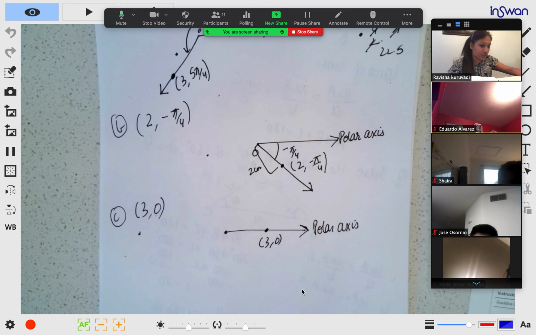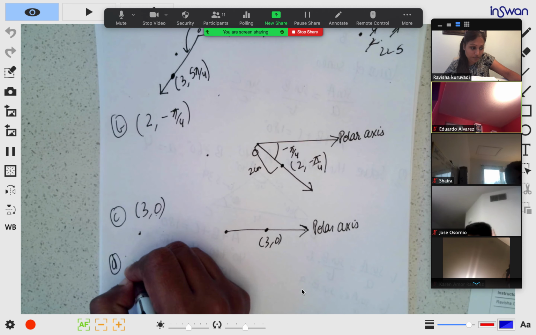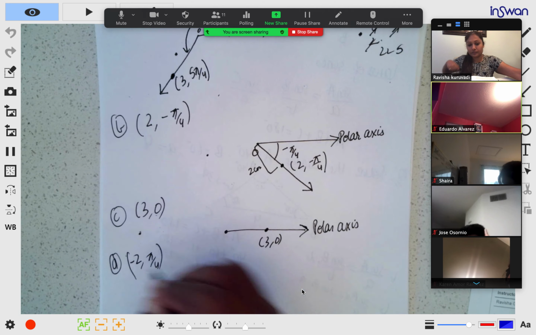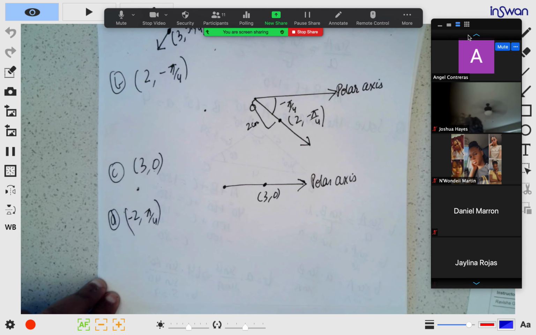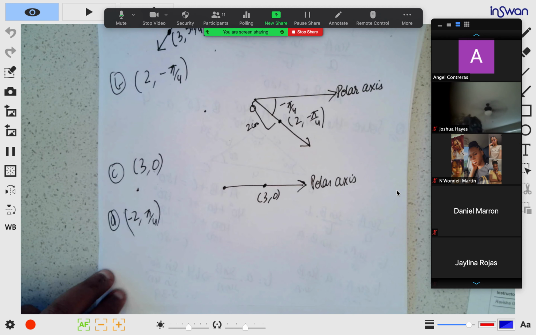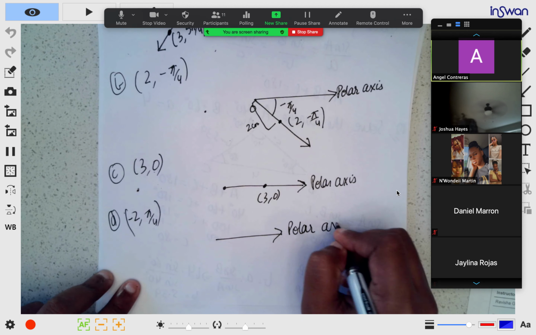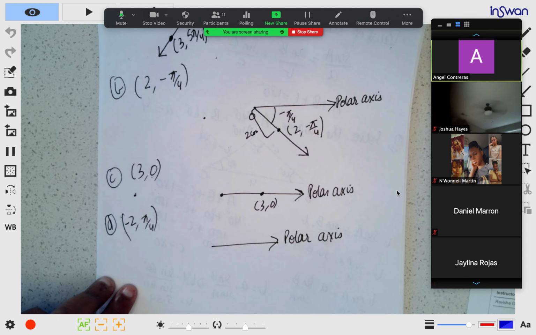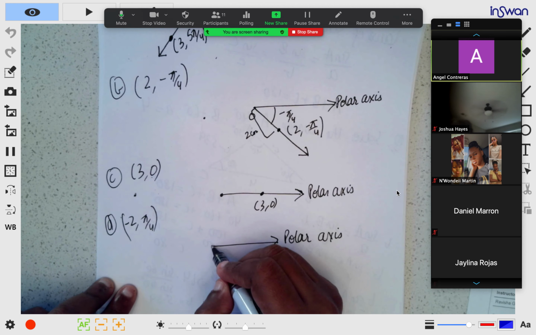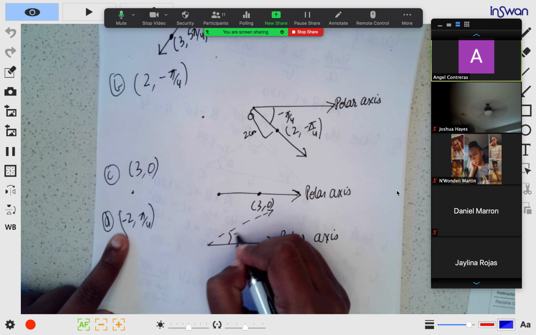Yes. Okay, Angel, the next point I want you to draw is negative 2, pi by 4. Okay, let's draw this first. This is my polar axis, okay? Are we going to go in the opposite direction for negative 2? First is to draw the angle. What is your angle? Pi by 4. Pi by 4 is in which quadrant? Quadrant 1. But it's negative, so I'm going to draw a dotted line. And you say this is pi by 4.